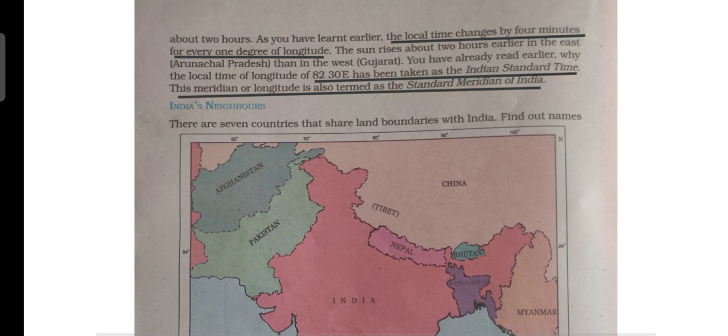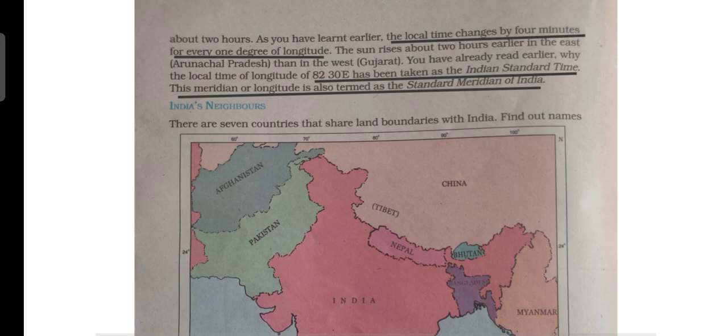And children, we have already read in chapter 2 that for every 1 degree of longitude, the local time changes by 4 minutes. So as a result, the sun will rise 2 hours earlier in the east than in the west. And lastly children, we all know that 82 degree 30 minute east has been taken as the Indian Standard Time because it is located in the center of all longitudes in which our country is located. And this 82.5 degree east is also known as the standard meridian of India.